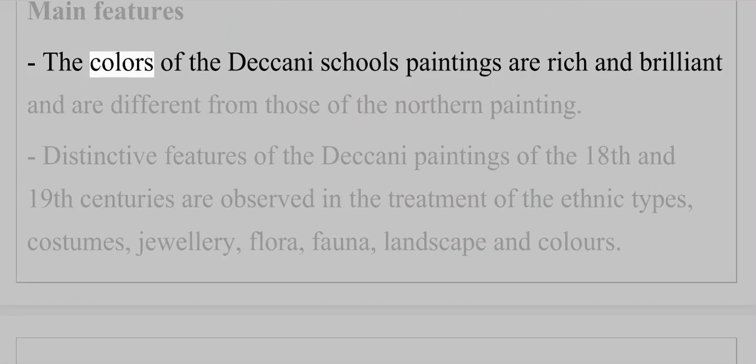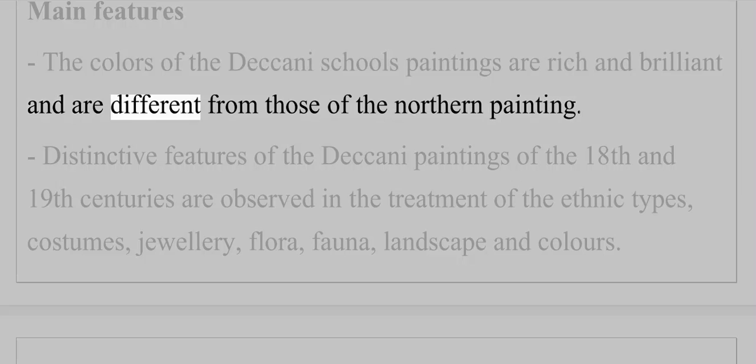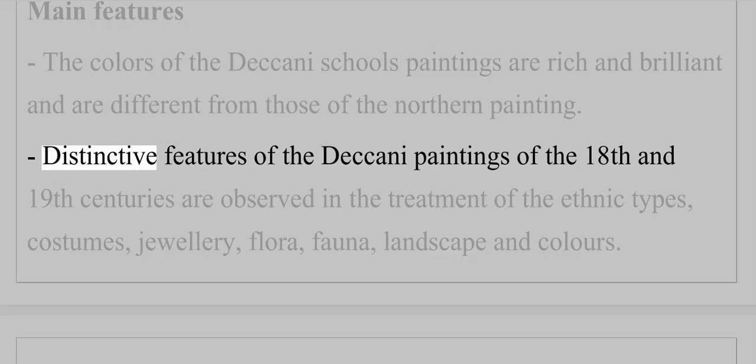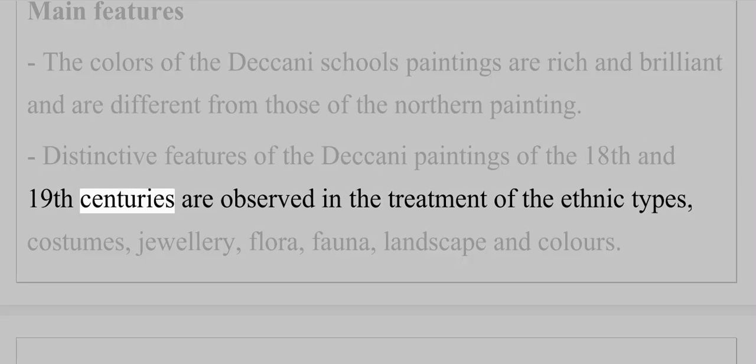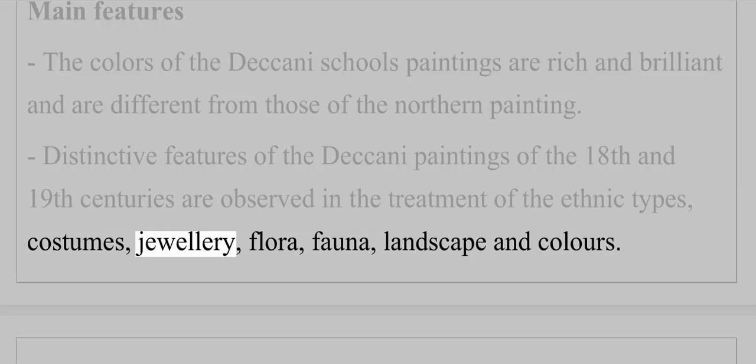Main features: the colors of the Deccani school's paintings are rich and brilliant and are different from those of the northern painting. Distinctive features of the Deccani paintings of the 18th and 19th centuries are observed in the treatment of the ethnic types, costumes, jewelry, flora, fauna, landscape, and colors.